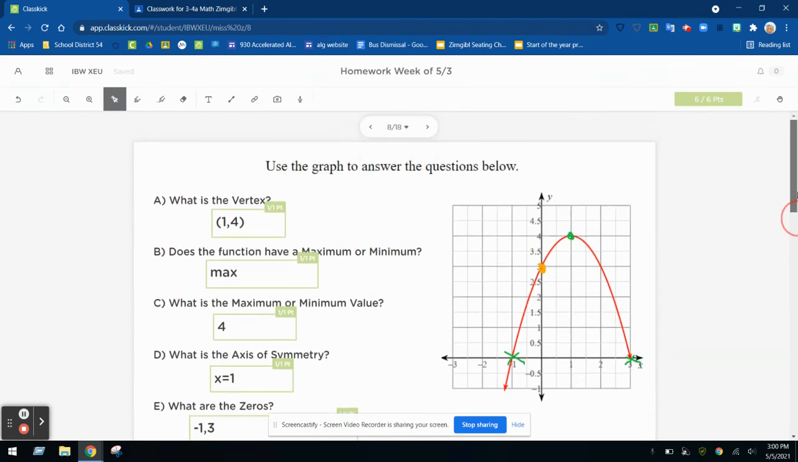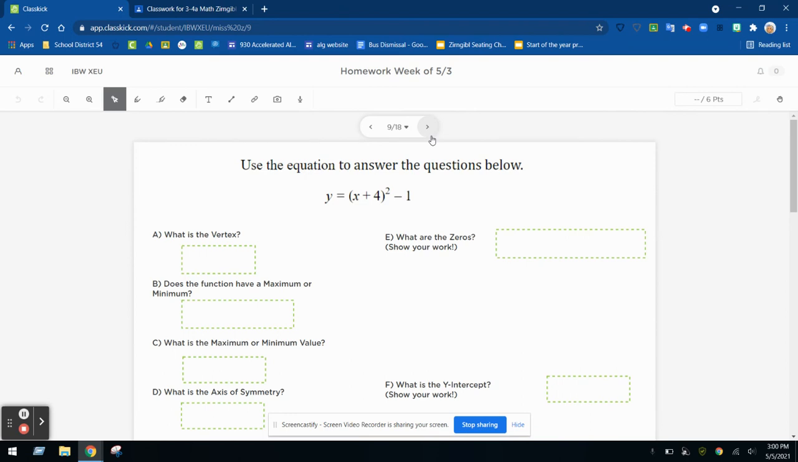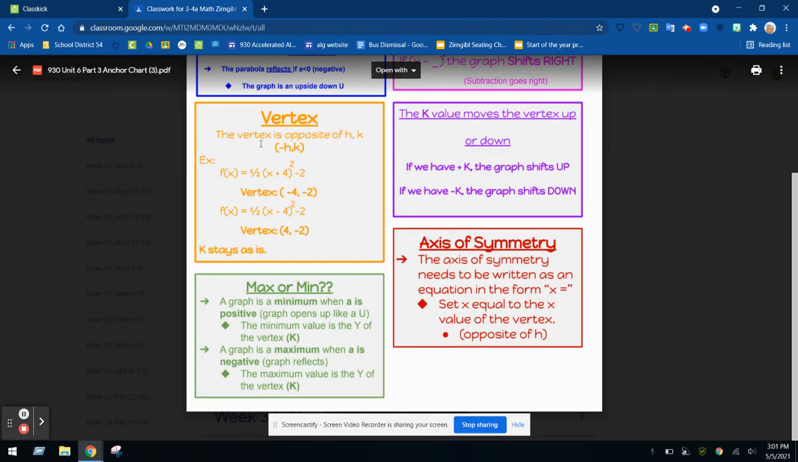That is how you find all of those things looking at a graph. It's a little bit easier when you're looking at the graph. When you come to the equation, that's when it becomes a little bit more difficult, so you just have to make sure to use your anchor charts. They will help you. So the first thing we have here is, what is the vertex? Well, our anchor charts say that the vertex is the opposite of h, comma, k.